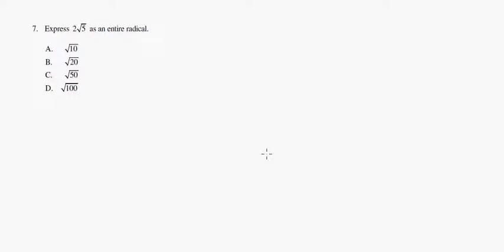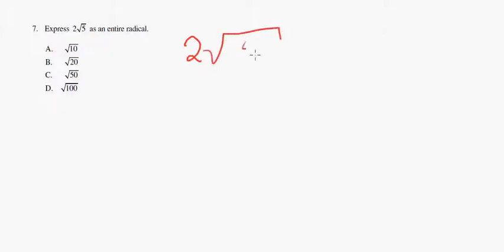Okay, question 7 for the Practice Provincial B asks us to express 2 root 5 as an entire radical. Alright, so before we start, let's identify a couple parts to this radical.